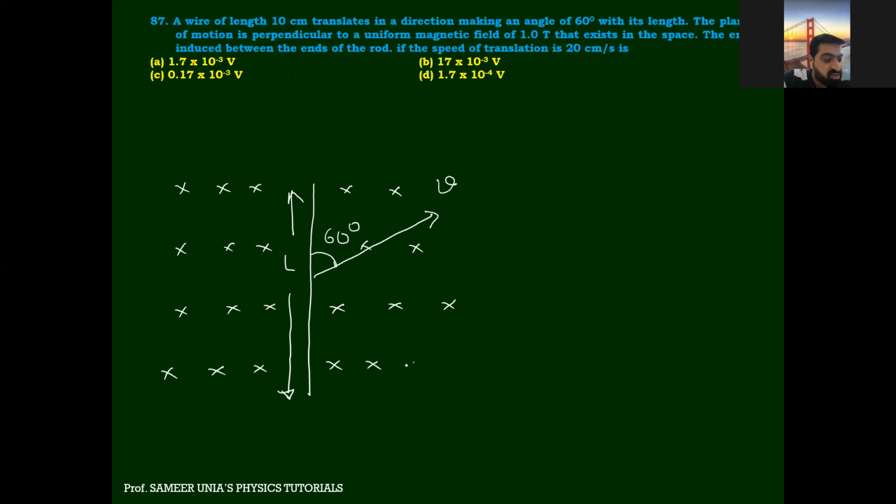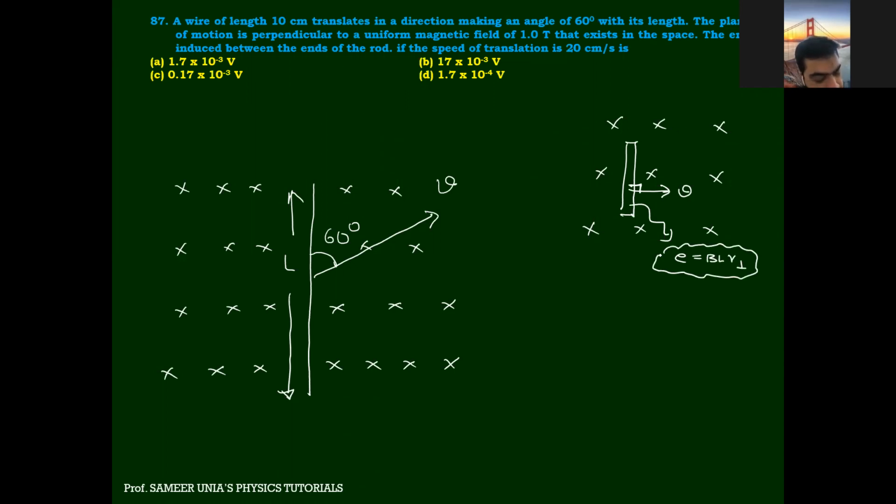Now look carefully. What is the trick? I told you, if there is a magnetic field and a rod, and the velocity is perpendicular to the length, then the EMF induced is BLV. This is V perpendicular actually, because that much part is cutting the lines. So what will be V perpendicular in my diagram now? We need this.